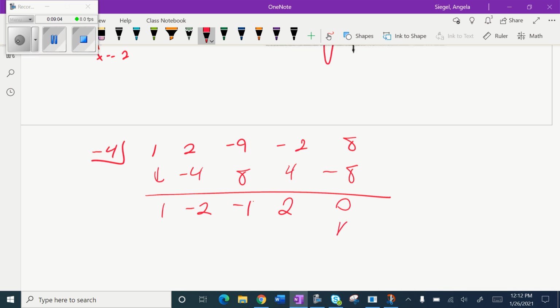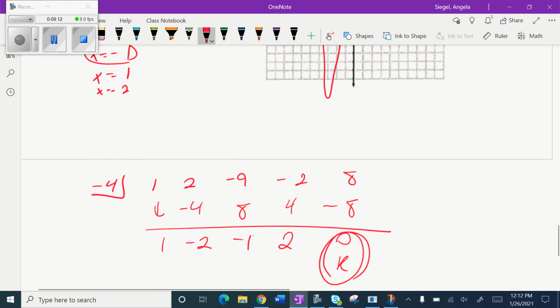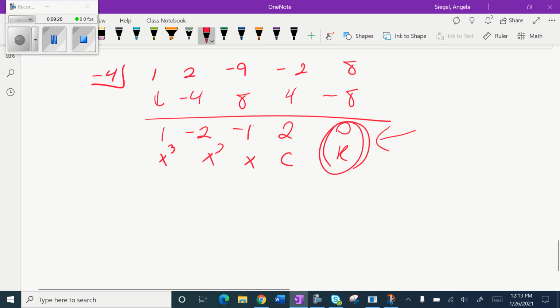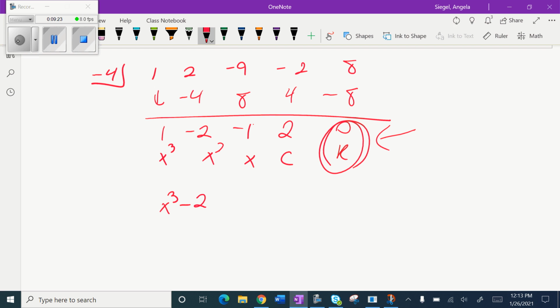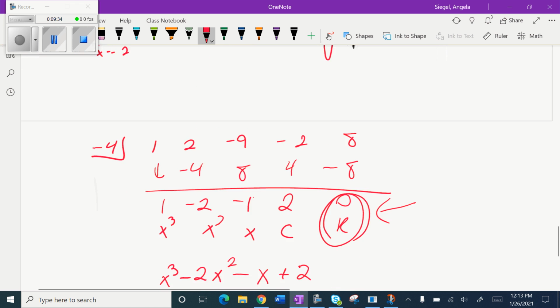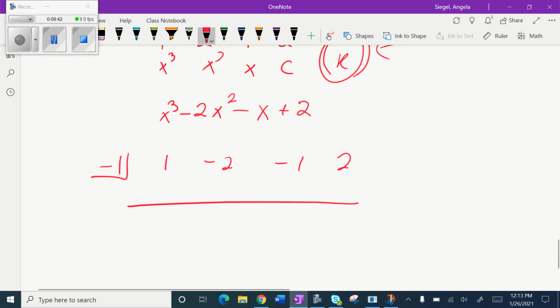If you get through this and the remainder does not end up being a 0, you've done something wrong, because we already know that this is a factor, or that it is a solution. If it's a solution, this should always be 0. Okay, so we've just broken it down to x to the third minus 2x squared minus x, 1x if you want to, plus 2. So I'm going to take another zero and break that down some more. Let's do -1, that's just next. Again, I'm going to take the coefficients and do synthetic division.